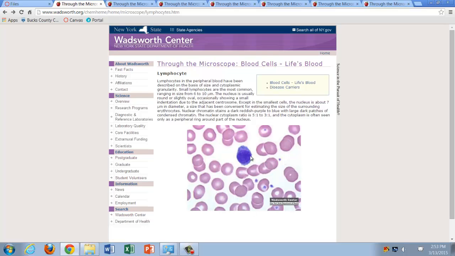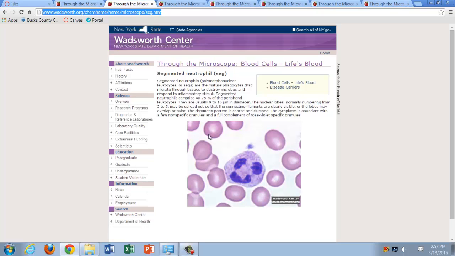So this is a white blood cell called a lymphocyte. We have some red blood cells here, and we have some platelets. Here is a segmented neutrophil, and if you look in your book on page 76, this corresponds to the C diagram. This is a segmented neutrophil. This is the most abundant. As you can see up here, 40 to 75% of peripheral white blood cells are this segmented neutrophil.